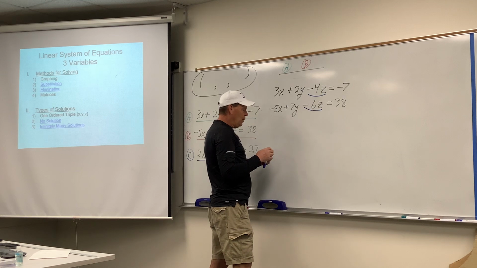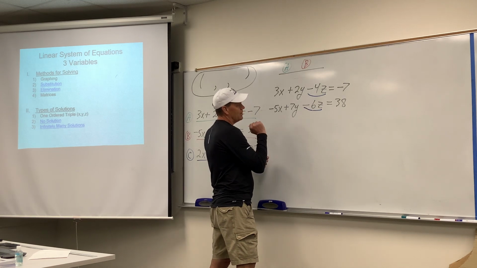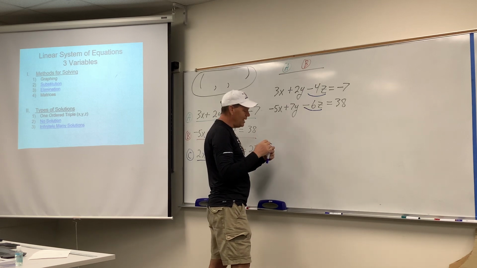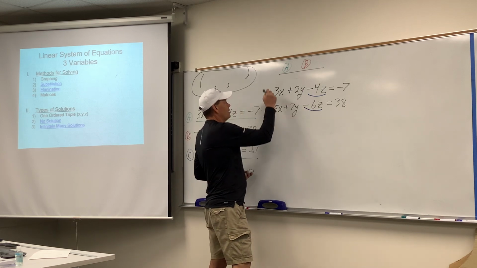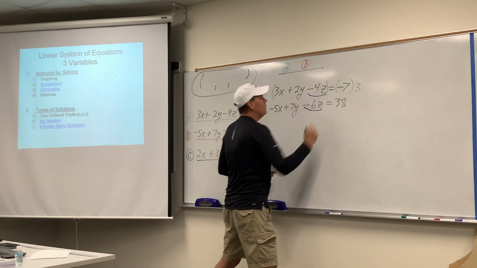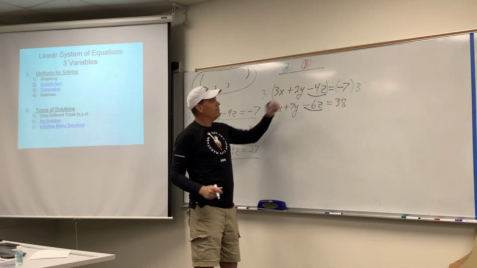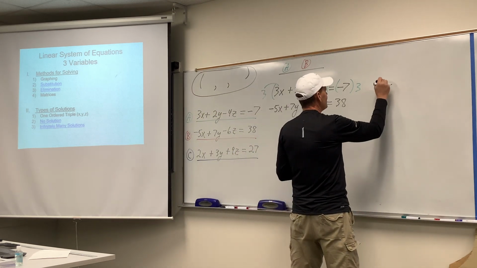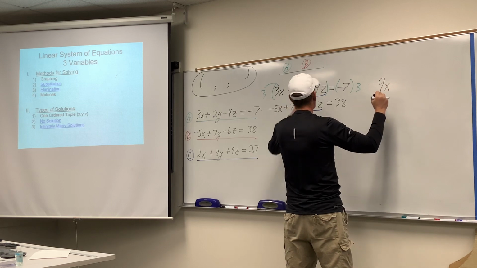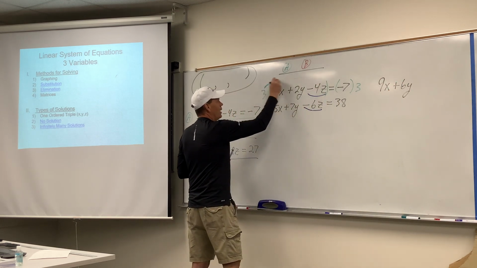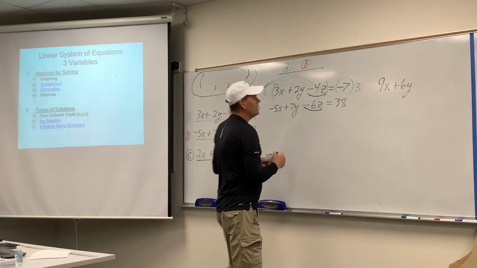And so why don't we, let's see, it doesn't matter. We need one of them to become positive 12z and the other one to become negative 12z. So let's just say we multiply this top one by 3, negative 12z. So that'll change that one into 9x plus 6y. Remember, we're multiplying every term by 3 here. And then minus 12z.